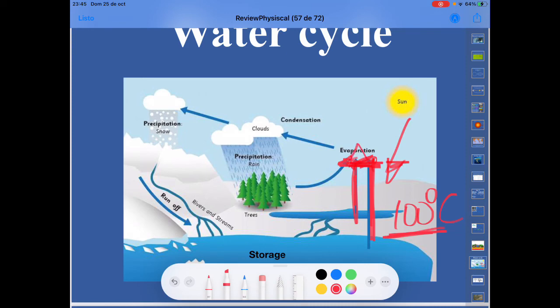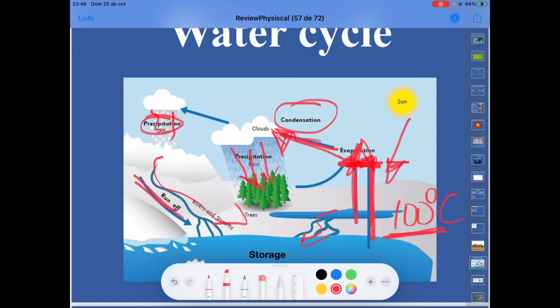So when water becomes vapor and it goes up, it is called evaporation. Then it is going to become water again, small little drops in the clouds, and that is called condensation. When that water falls either as liquid, as rain, or as snow, that is called precipitation. Then how all that water goes down from the mountains and out of the lakes, that is called runoff.